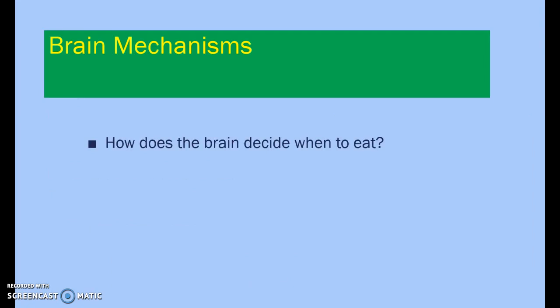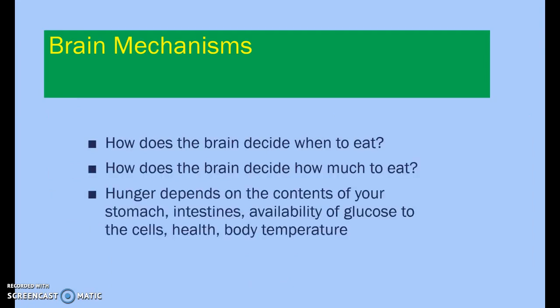In terms of how the brain decides when to eat and how much to eat, it's looking at a few different things. Your hunger depends on what's in your stomach, if anything, what's in your intestines, the availability of glucose to the cells, your health, and body temperature. These are all factoring in when your brain is deciding, oh, is it time to eat? Especially the availability of glucose.